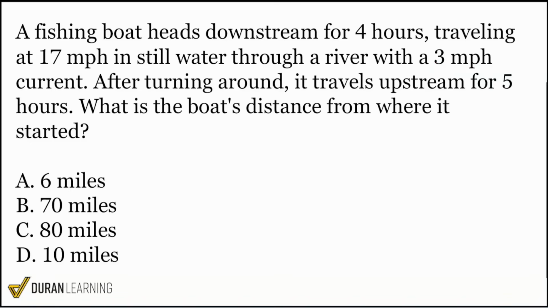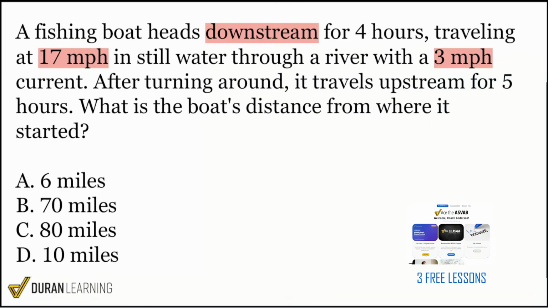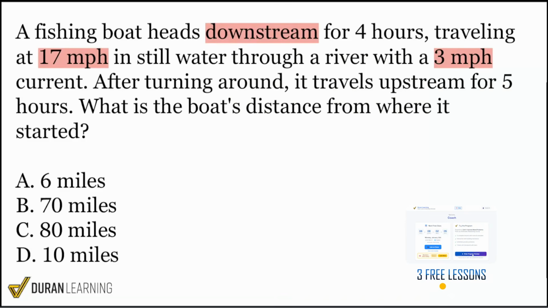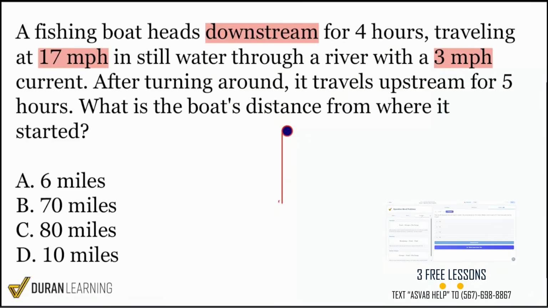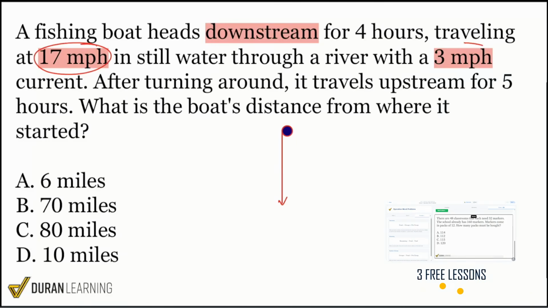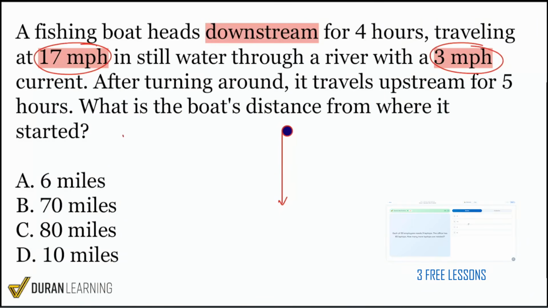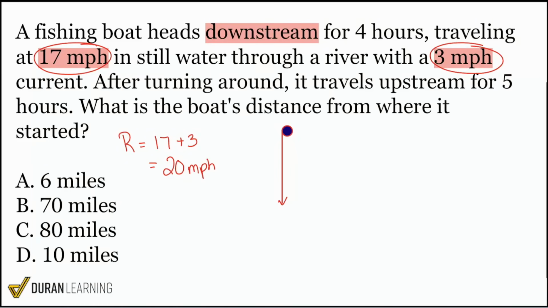Help me out, everybody. If we're going downstream, what are we going to do with the 17 miles per hour and the 3 miles per hour? What do we do with those two things? Yeah, with those two rates, we're going to add them. So if we're going downstream, we take the 17 miles per hour and the 3 mile per hour current and add those together. So my rate going downstream is 17 plus 3, which is 20 miles per hour.